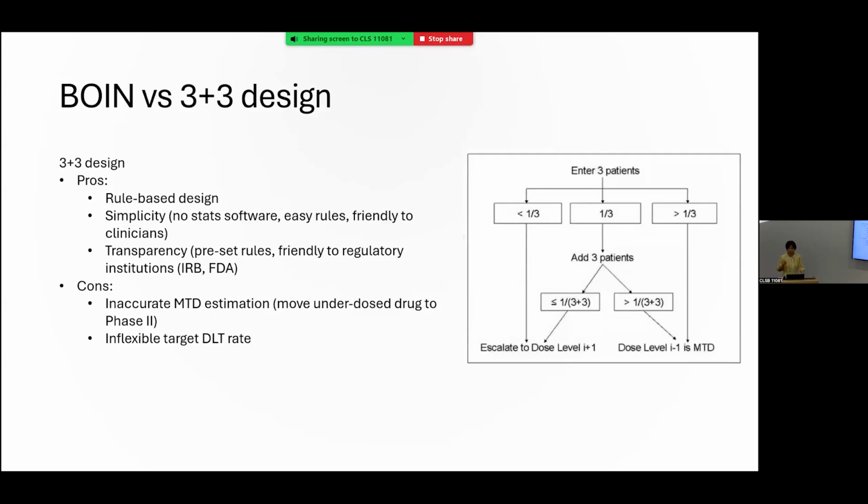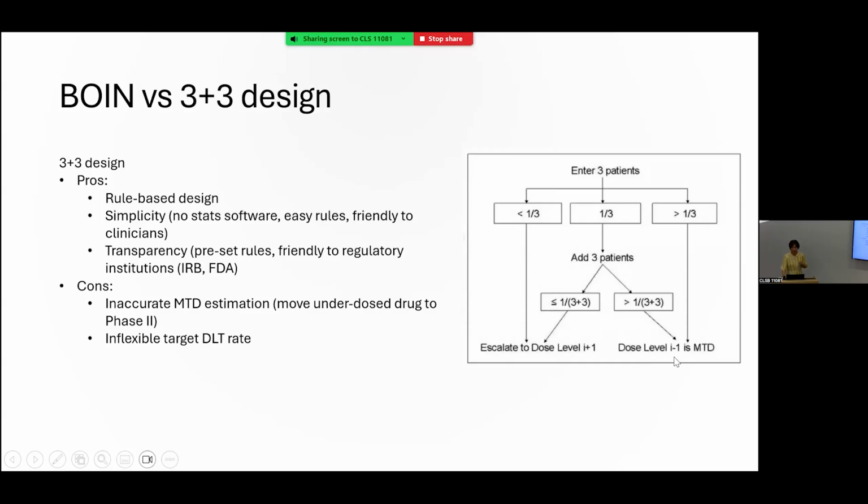So first, we enter 3 patients to a dose level, and then if we observe no DLT, then we escalate to dose level +1. If we observe 2 or more DLTs among these 3, then this dose level is too toxic. The dose level -1 will be the MTD. If we observe 1 out of 3 DLT, then we add 3 more patients. So in total, we will have 6 patients in this dose level. So among these 6, if we have 1 or less DLT, then we escalate to dose +1. If we observe 2 or more DLTs among the 6 patients, then the dose -1 is MTD. Then the design will be stopped.